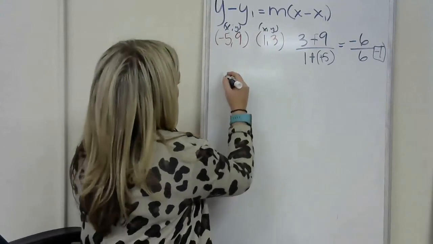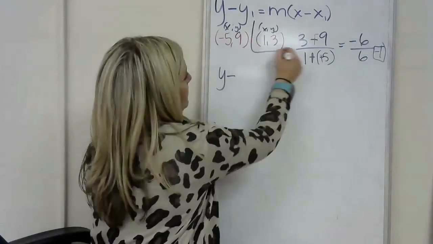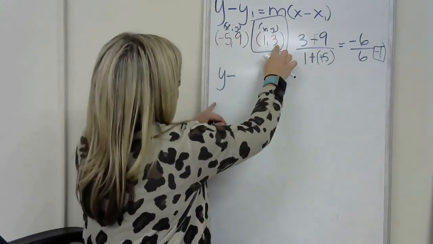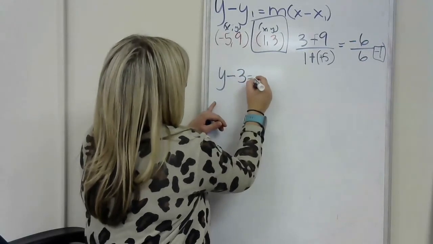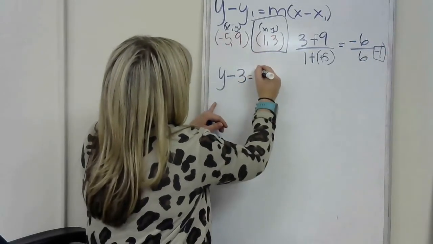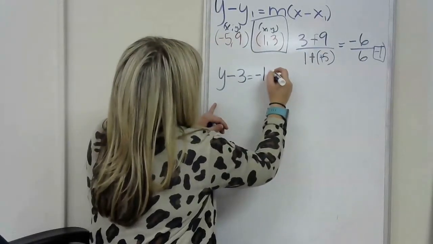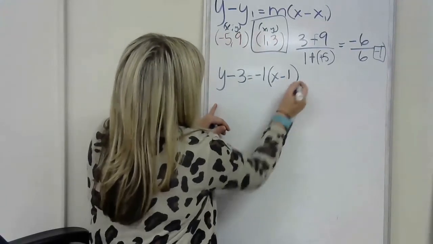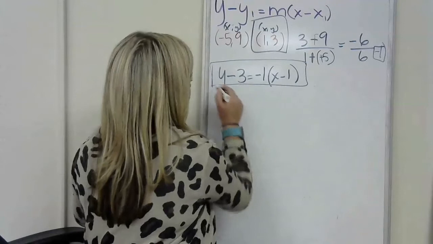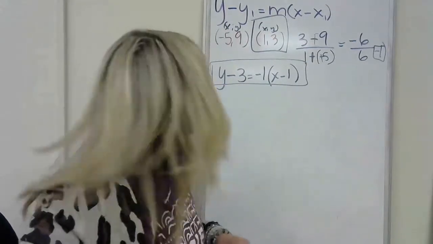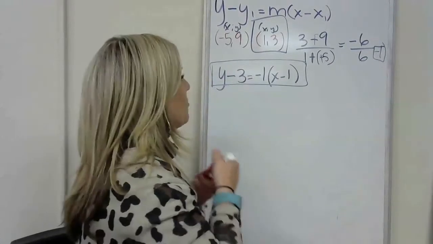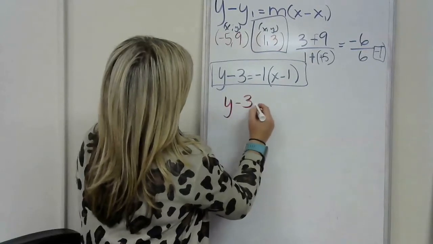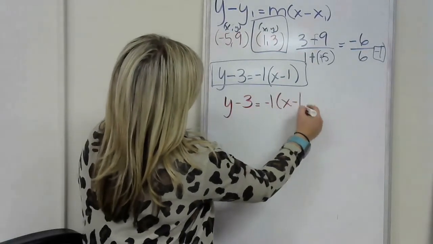All right, so we have y minus, and I'm just going to pick these points because it's the second one, just what I do. This is my y here. So y minus 3 is equal to my slope, negative 1, x minus 1. Okay? That is my point slope form right there. Now I have to write it in y equals mx plus b form. All right, so I have y minus 3 equals negative 1 times x minus 1.